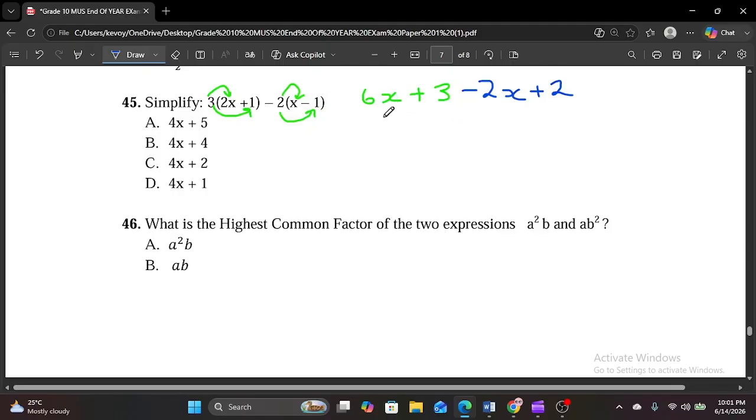Then we group our like terms. If we group our like terms, we'll have 6x minus 2x, that's going to be 4x, and 3 plus 2, that's going to be 5. So that's 5 right here.